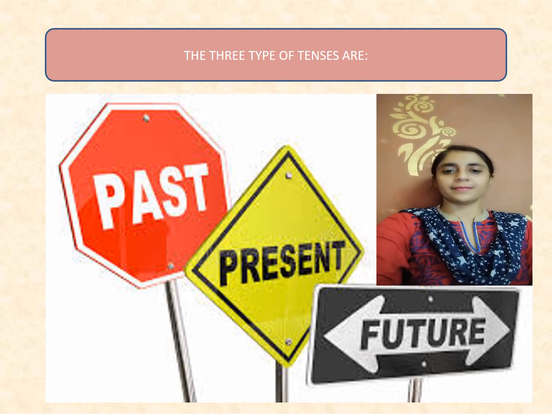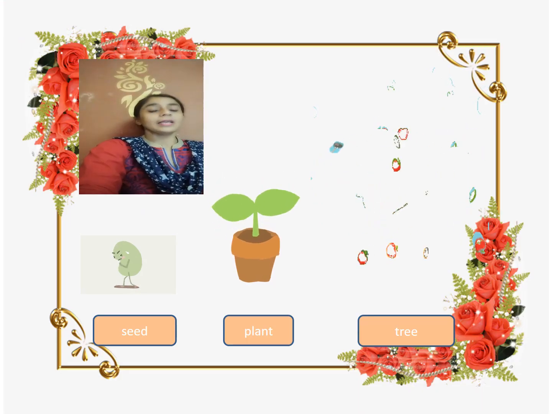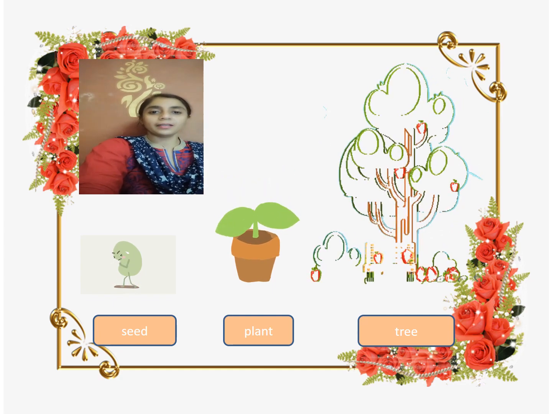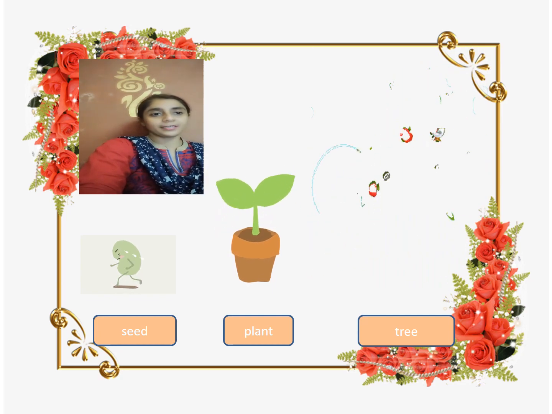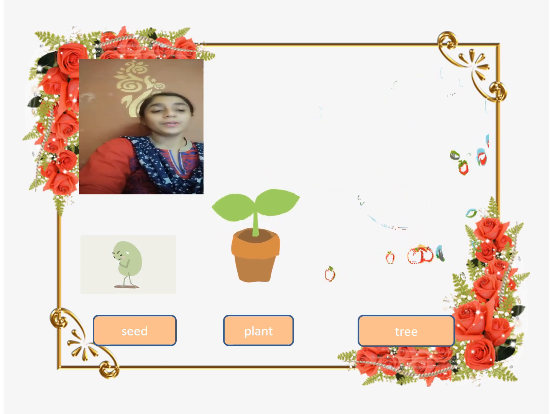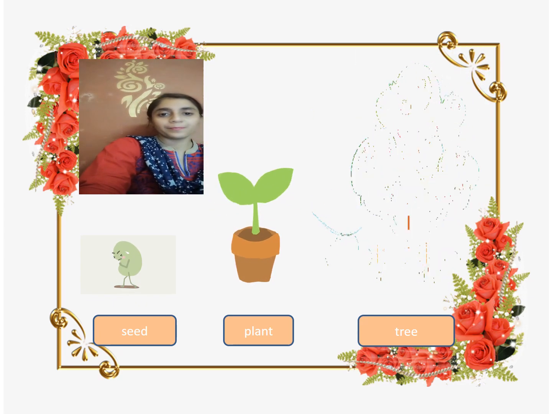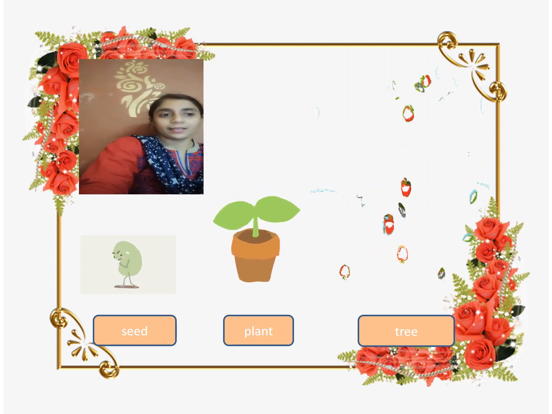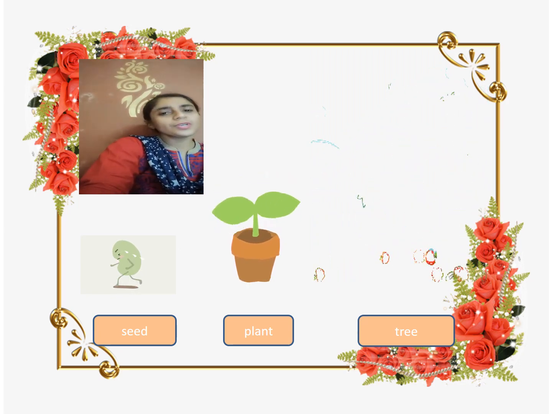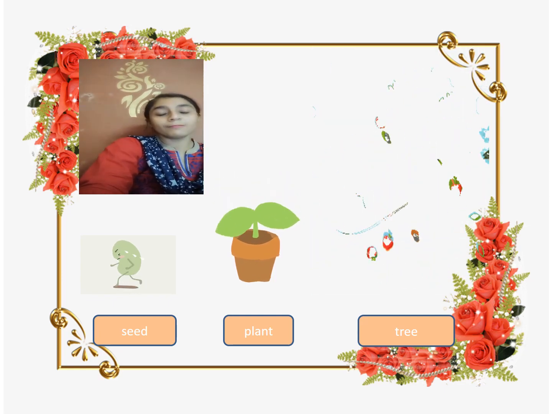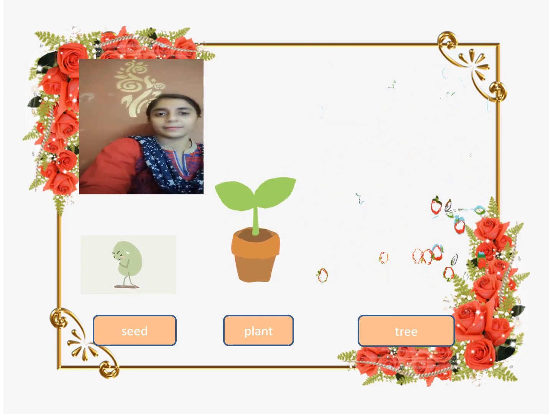Now children, we have come to know that there are three types of tenses: present tense, past tense and future tense. Children, let's make the concept of tense or time more clear with the help of this slide. In the slide, you can see there is a small apple plant in the middle. It is its present time. In the past, it was just a small seed, and in future, it will be a fruit-bearing tree.